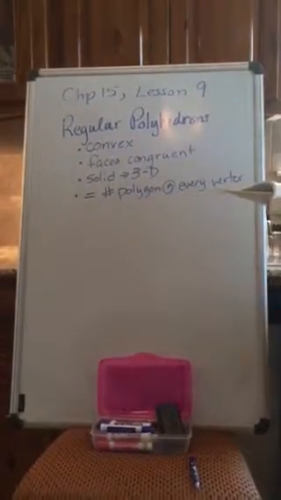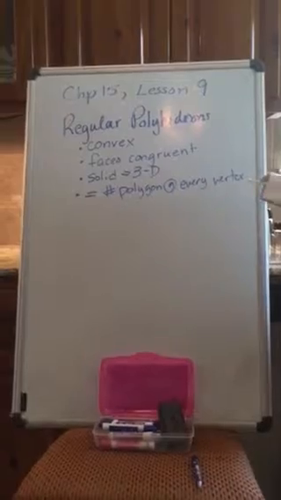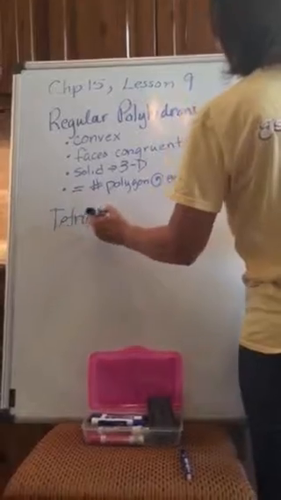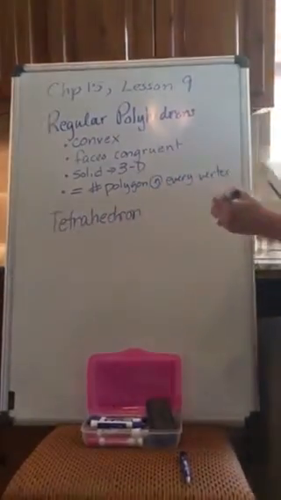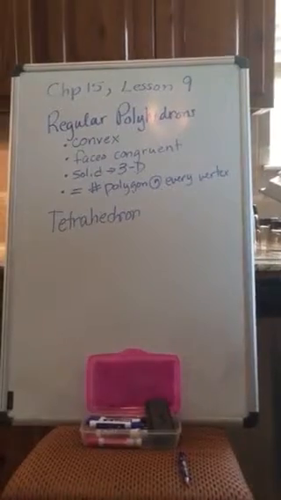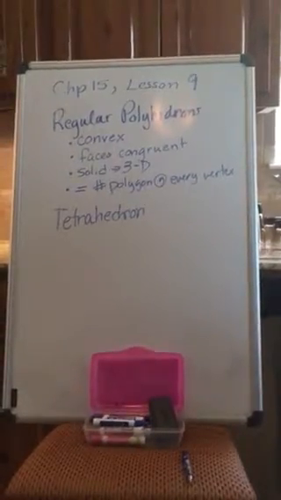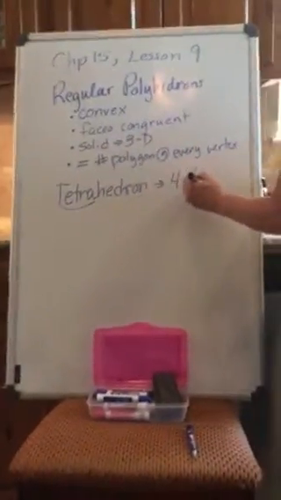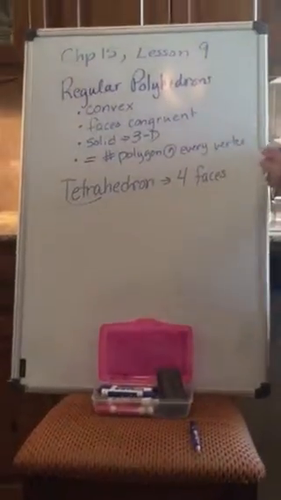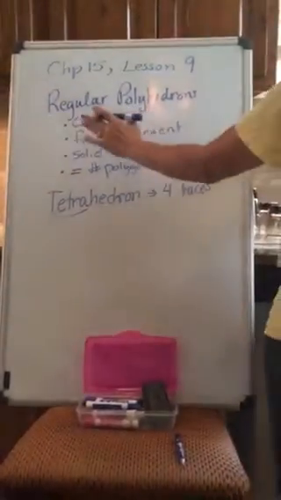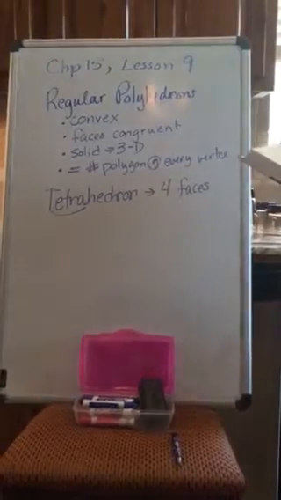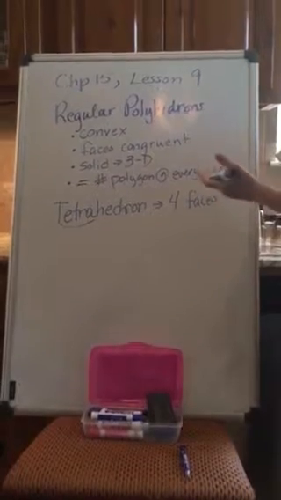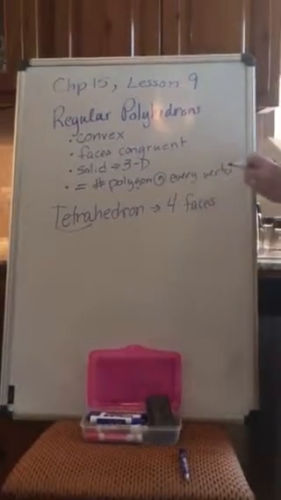And on page 678, there are 5 polyhedrons. There's a tetrahedron. A tetrahedron has 4 faces. And the faces are the sides. Well, the faces are actually the shapes of the polygons that make up the polyhedron.